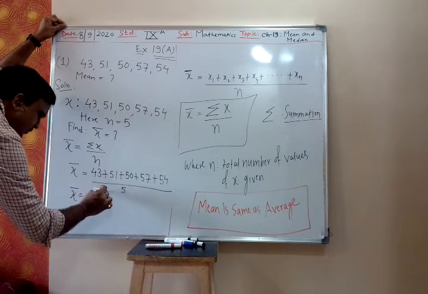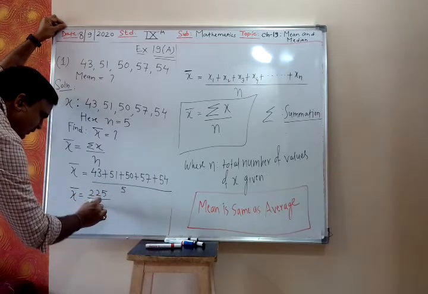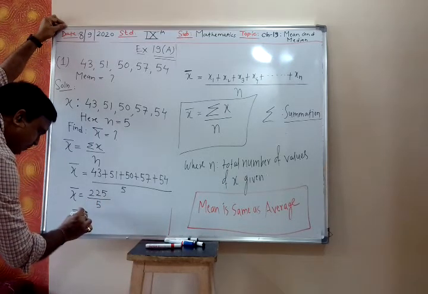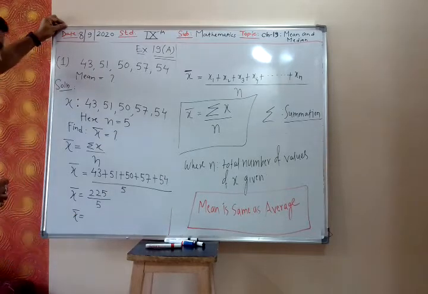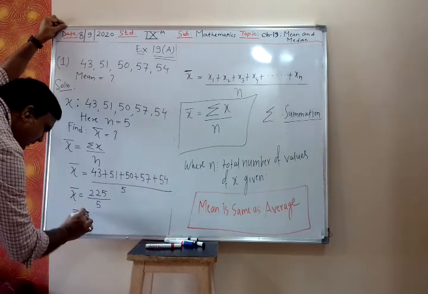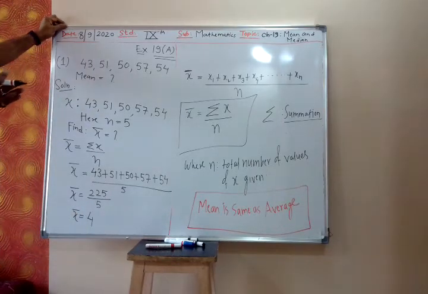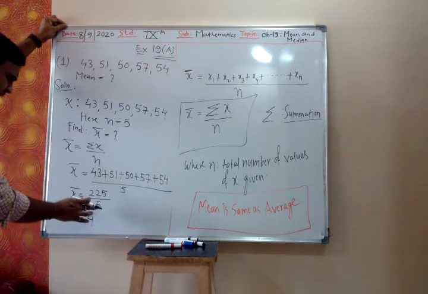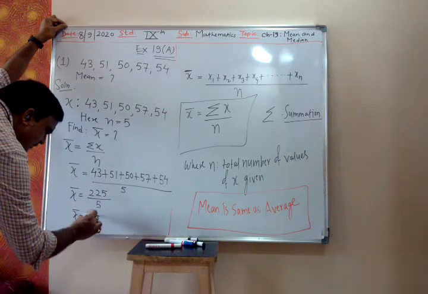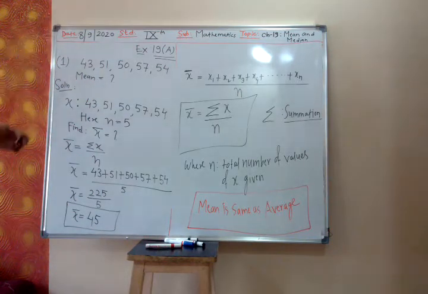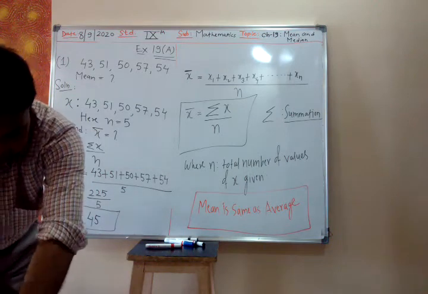The total is 225. 225 divided by 5: 5 fours are 20, 5 fives are 25, so x bar is 45. In this way you have to write the answer. The mean value is 45.